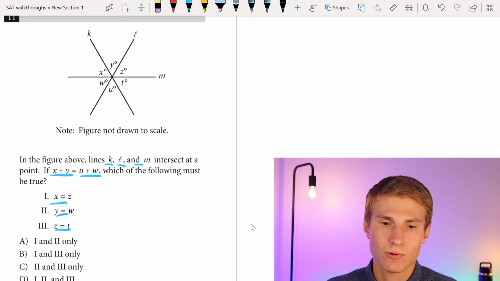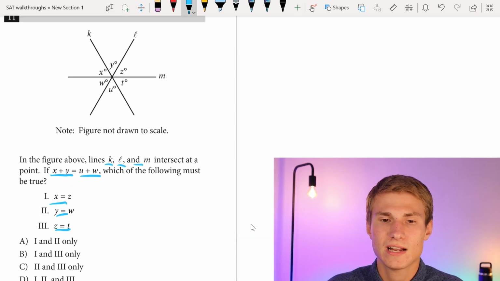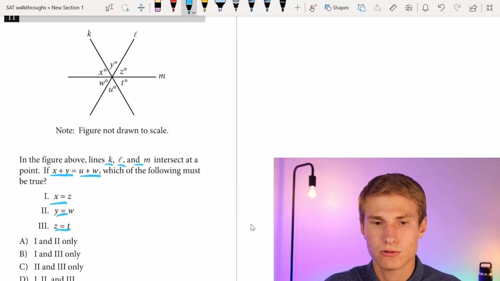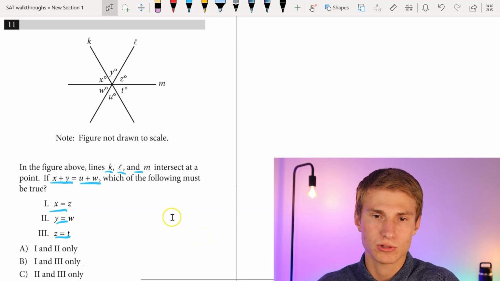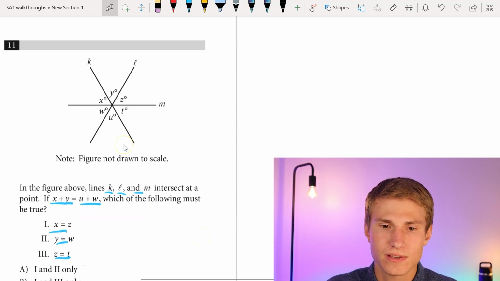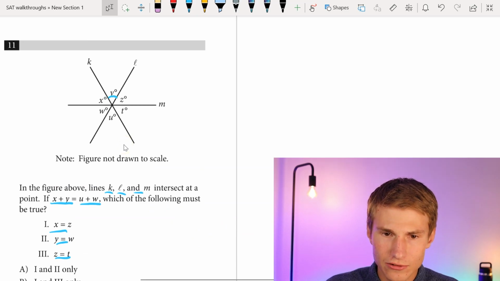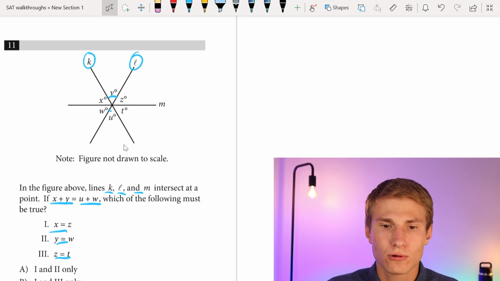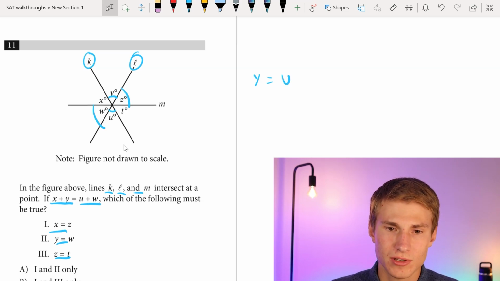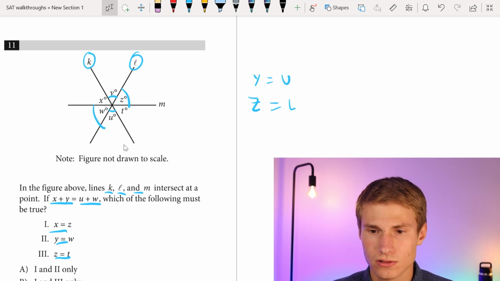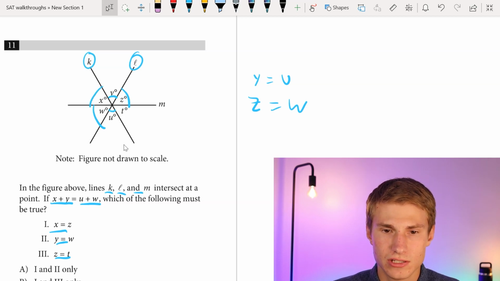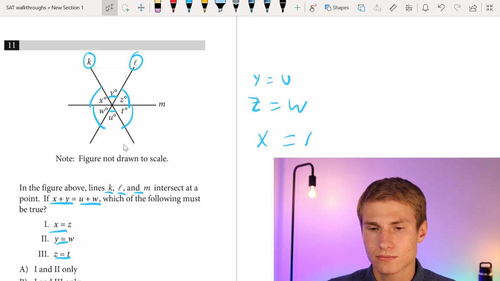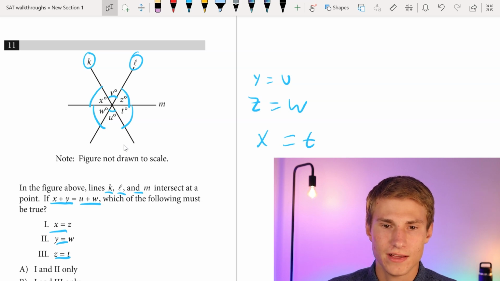So we've got x plus y is equal to u plus w. The other thing we want to identify here is that vertical angles are going to be equal. I'm going to show you right now which vertical angles will be equal. Anytime you've got lines crossing, in this case K and L, we're going to form vertical angles with y and u. Therefore y is going to have to equal u. z is going to have to equal w, because those are also vertical angles. And then x is also going to have to equal t. So from our vertical angles, we have that there.